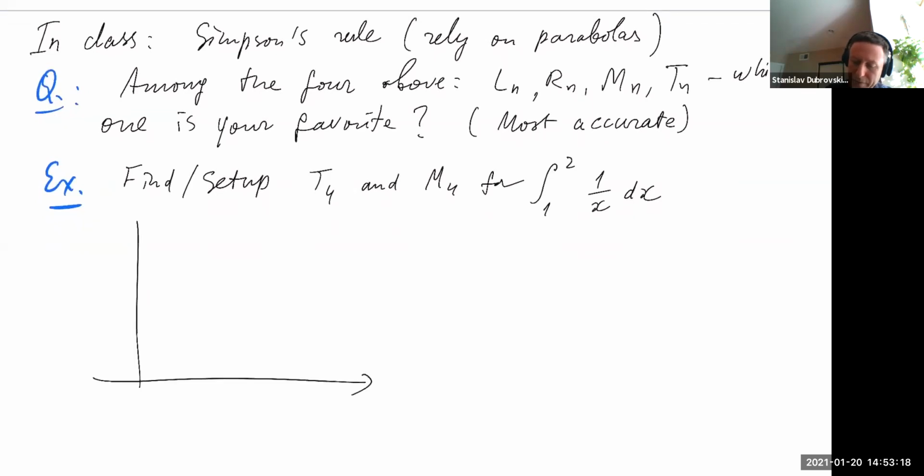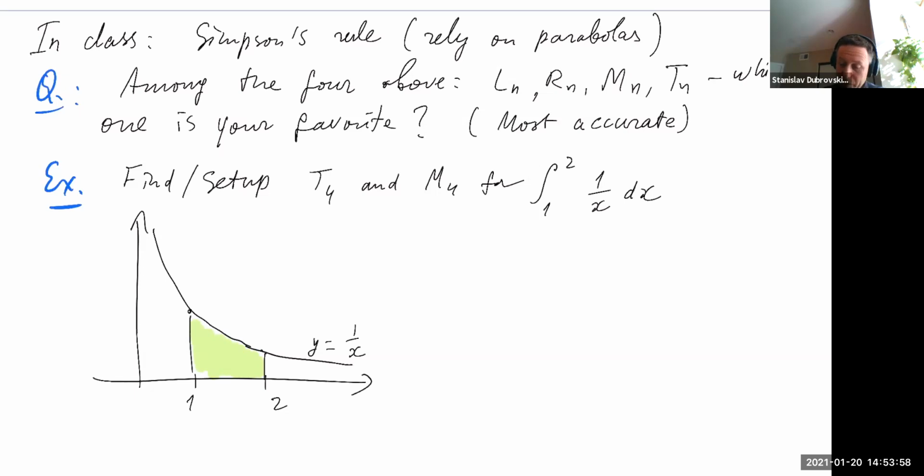So what are we doing graphically, first of all? How does 1 over x look between 1 and 2? At 1, it is equal to 1. At 2, it is 1/2. Okay, so this is my 1 over x curve, and I'm trying to approximate the area between 1 and 2. My choices are two methods.